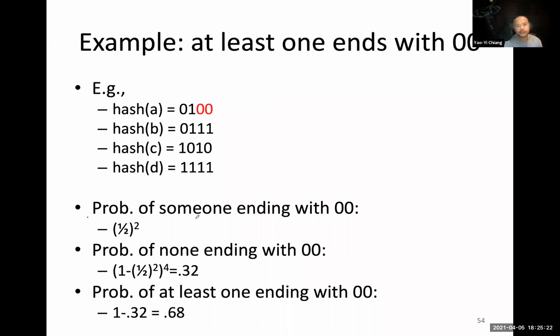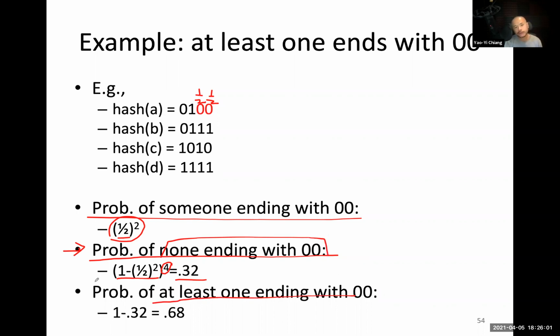The probability of someone ending with 0, 0 is 1 over 2 times 1 over 2, so it's 1 over 2 to the power of 2. The probability of none of them ending with 0, 0 is, okay, 1 minus 1/4, power of 4 because you have 4 strings, and that is 0.32. So this is none ending with 0, 0, and at least one ending with 0, 0 is the complementary probability of this, which is 0.68. Okay, pretty cool. You just need to look at how this changes when we start to look at more zeros.